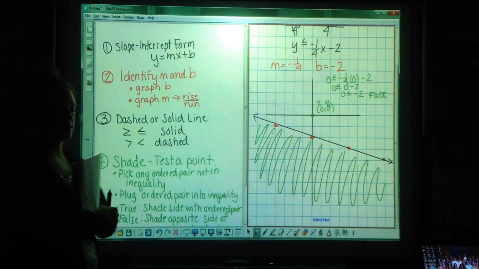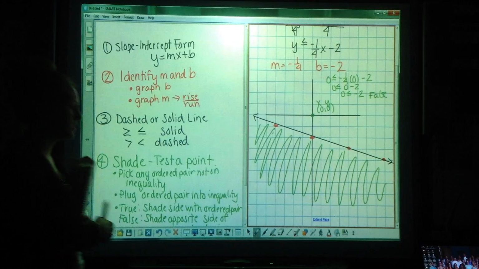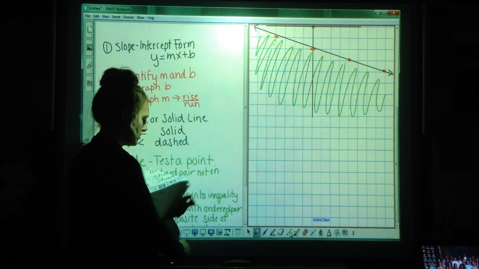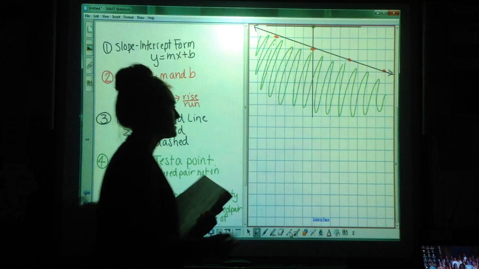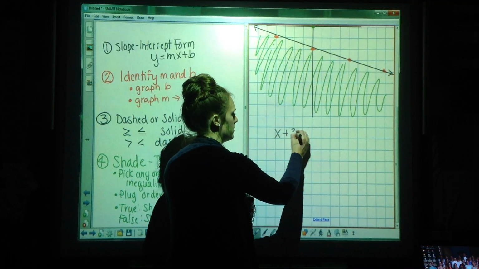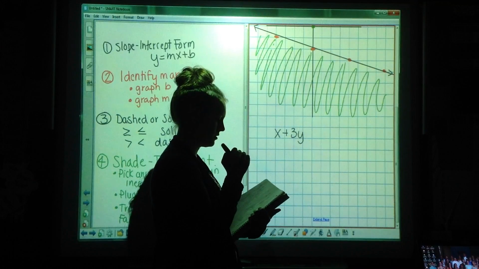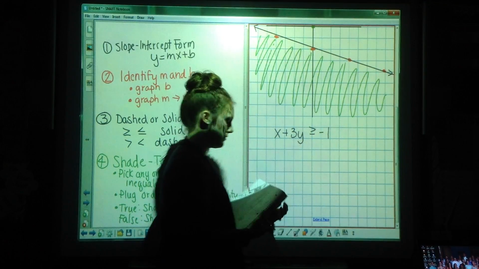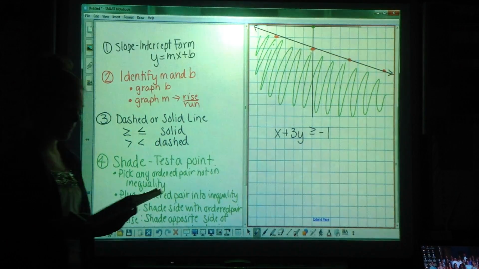Anything below the line is a solution to that inequality. I would like you to try x plus 3y is greater than or equal to negative 1. Push pause and try that now.